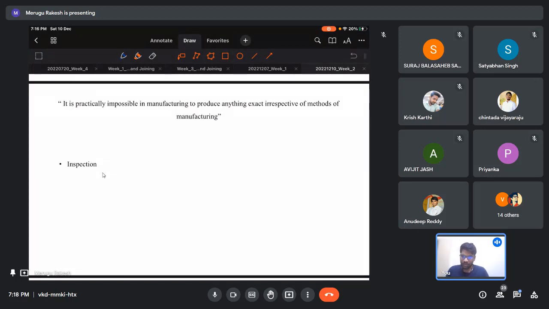So as you know, there are two types of inspection that we generally follow based upon the product. If the product is being produced continuously at a very high rate, there are basically two types of inspection. Can anyone say what the two basic types of inspection are? Broad classification.